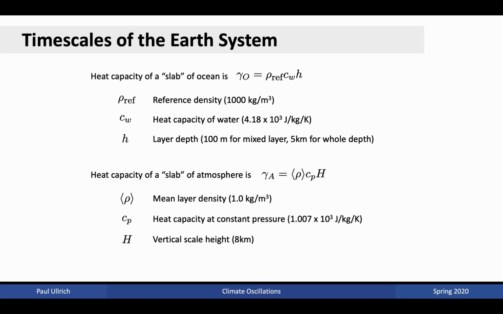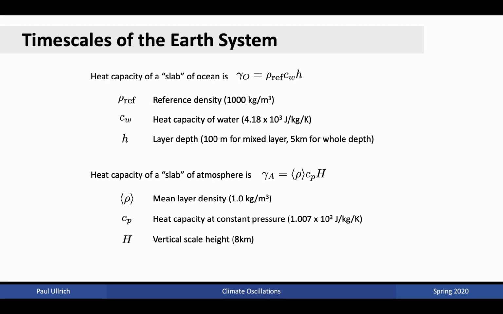If you wanted to consider the whole ocean, so you want to consider, for instance, how long it takes the whole ocean to cool off, you would instead choose a layer depth of about 5 kilometers. Correspondingly, the heat capacity of a slab of atmosphere can be denoted by gamma A, and it's equal to a mean layer density times the heat capacity at constant pressure times the vertical scale height of the atmosphere.